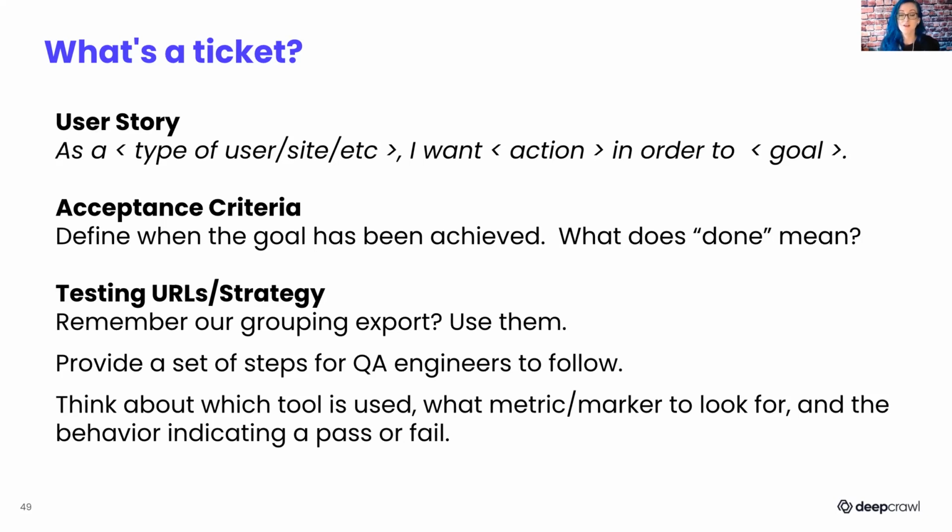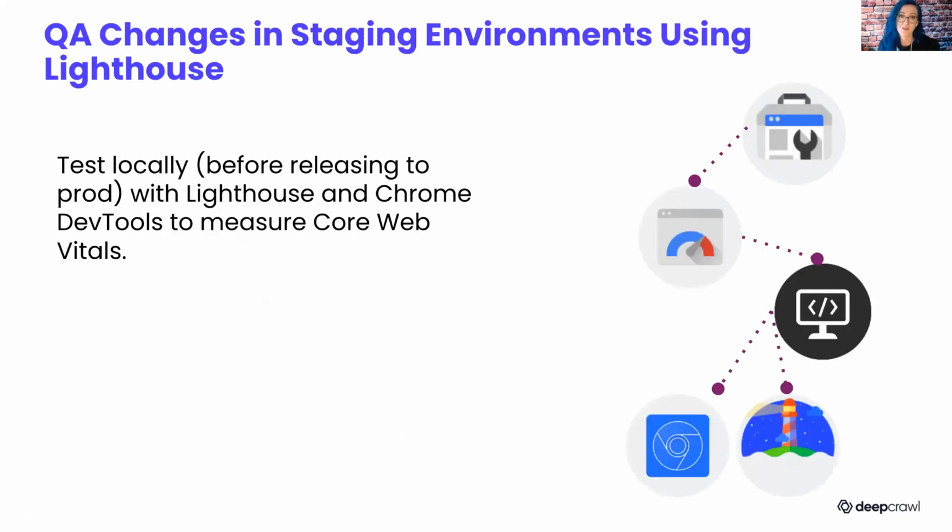And testing URLs and strategy, that's for QA. When this is in a lower environment, how do I make sure that task was completed? Very useful. Use that group of URLs that we had earlier, include them in here. Provide steps. Think about what tools you use, what metrics to look for, and behaviors that indicate a pass or fail. Everybody wants to do good work. When you submit a ticket that has all these details, we know what good means.